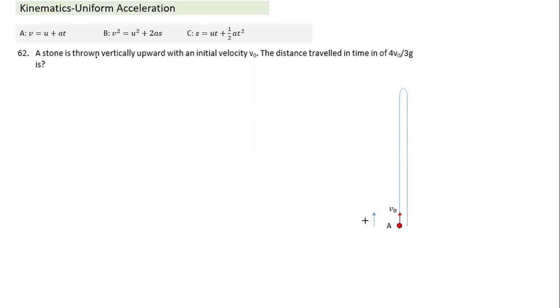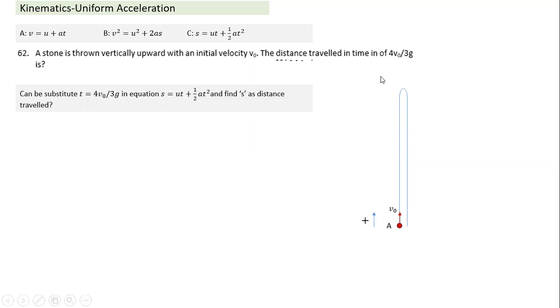It is shown here, a stone is thrown vertically upwards with initial velocity v0. We have to calculate distance traveled in this particular time. Jaideep, how would you go about explaining and solving this question? The total time given is 4 V0 by 3G. We can write that as V0 by G plus V0 by 3G. So basically, why do we have to split into two parts?